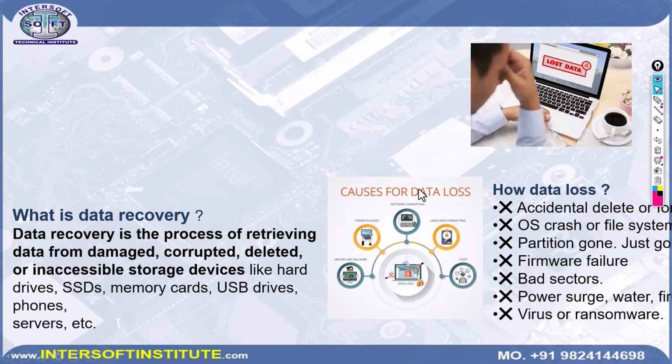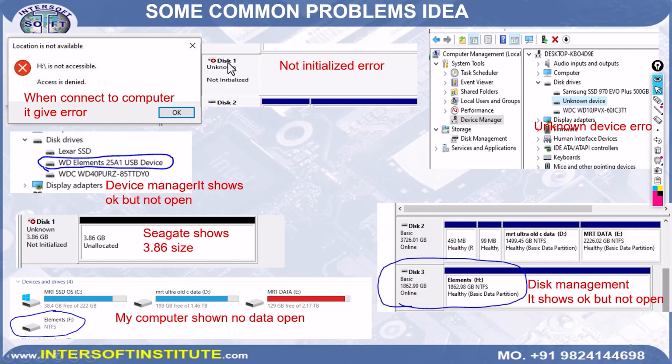So what will we do? We have to do the recovery. See, these are the common problems and symptoms we see in the computer. When we connect the hard disk, it shows access is denied. Also, not initialized. Device Manager error. Okay, but not open. When we connect to Device Manager, it gives error 3.86. When we connect, it is not showing data. When we connect, it is showing, but the data does not open. These are the easy software methods.